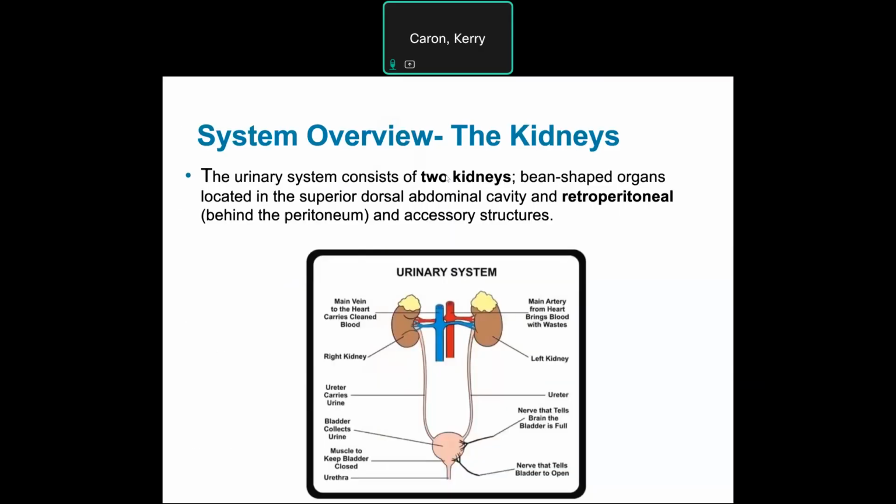Okay, we have the system overview. The urinary system, like I mentioned, we are just going to very quickly talk about the excretory. Now we're going to get into the urinary. The urinary system has two kidneys. They're bean-shaped organs, very important. And if you remember, they're not contained within the peritoneum. They are retroperitoneal. They are behind the peritoneum. They are superior dorsal, so in the back, upper back, of the abdominal cavity. And then they have accessory organs.